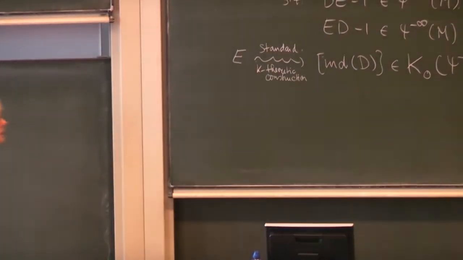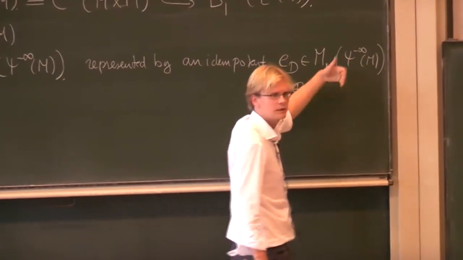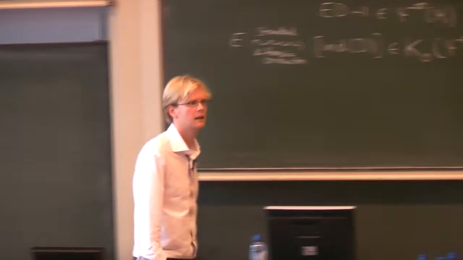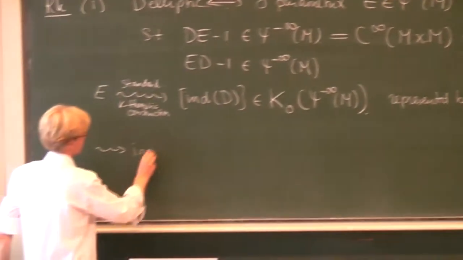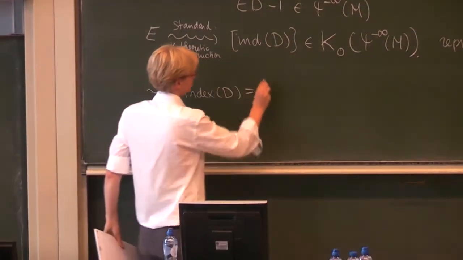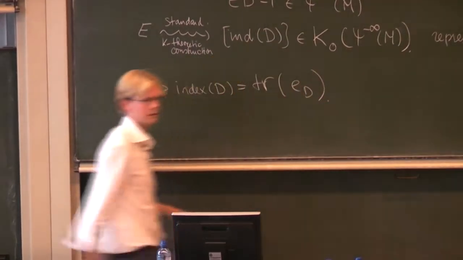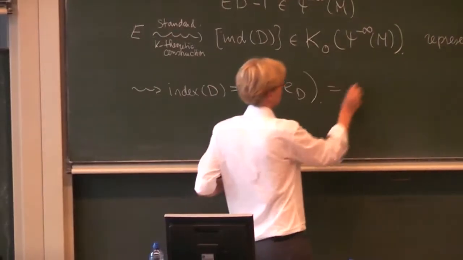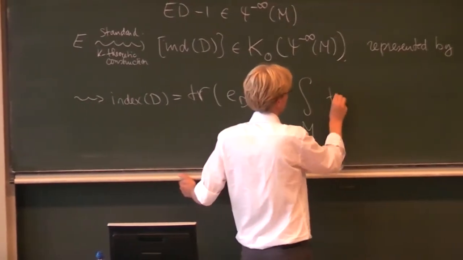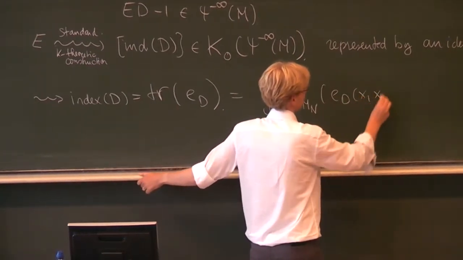The essential point I want to make is, well, I have a matrix algebra over this psi minus infinity of M, but I can still take a trace. So I first take a matrix trace, and then I take the trace that I have over here, which is just integrating over the diagonal. And in the end, you write the index of D as the trace of this idempotent, or actually formal difference of idempotents. So this would be something like integrating over M the matrix trace of e_D(x, x).